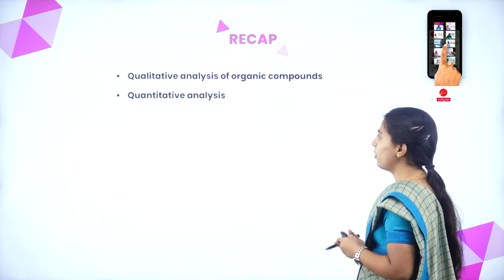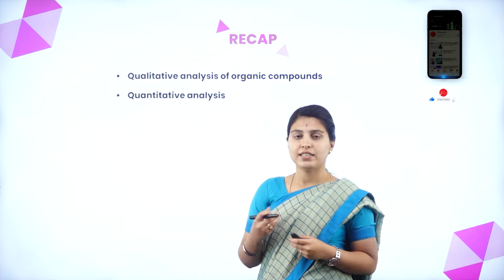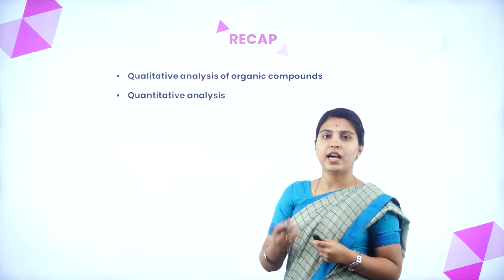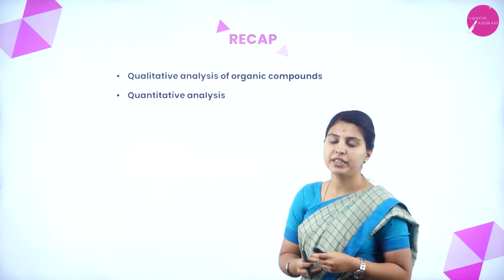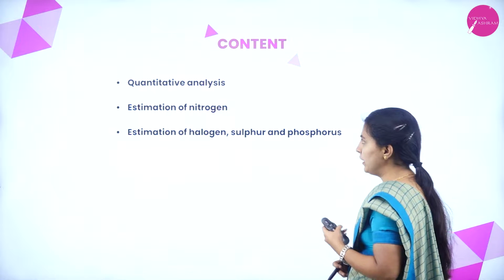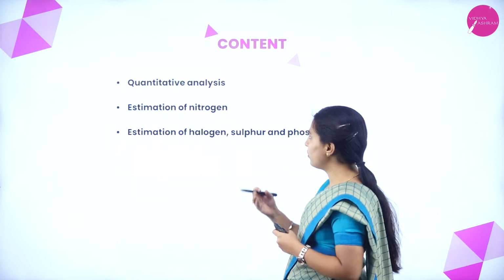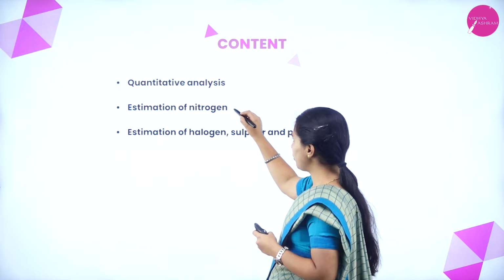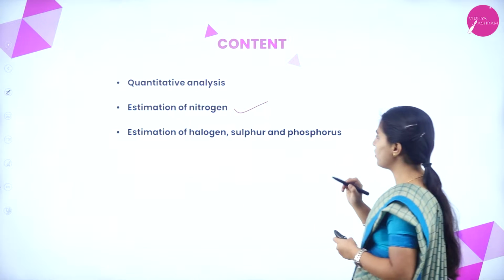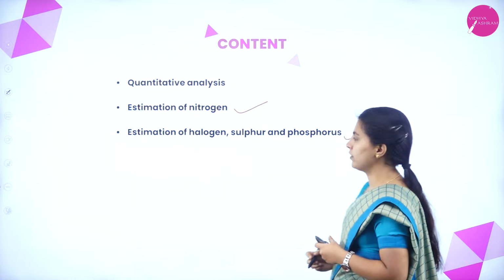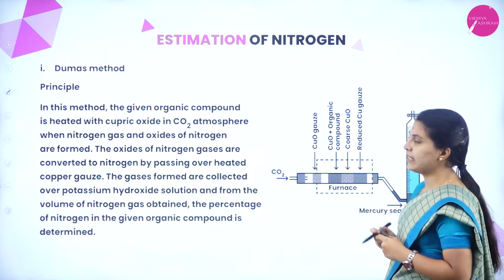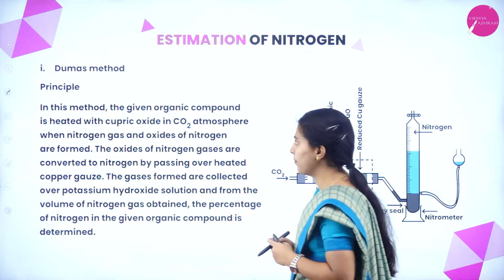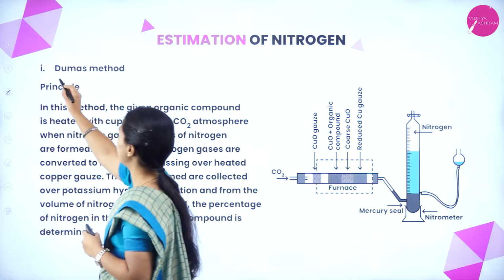In the last session, we did carbon and hydrogen estimation by Liebig's method. In this session, we will continue that quantitative analysis: estimation of nitrogen, estimation of halogen, sulfur and phosphorus. First, we will see estimation of nitrogen by the Dumas method.